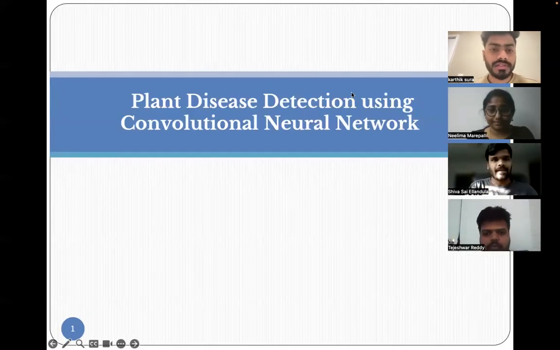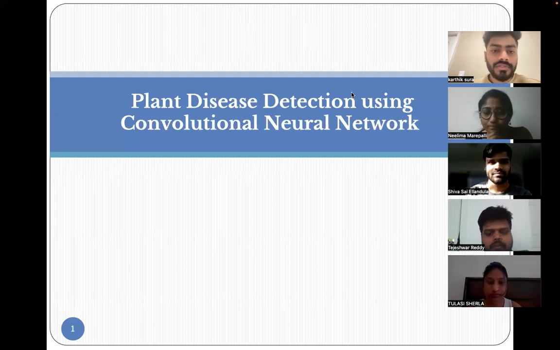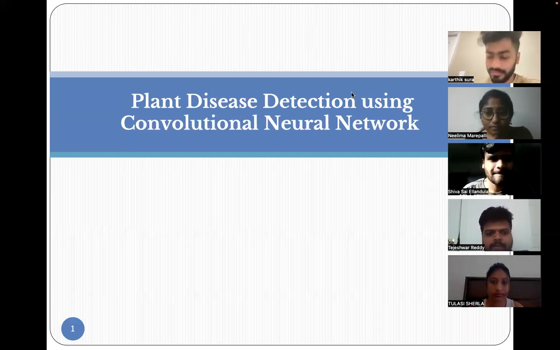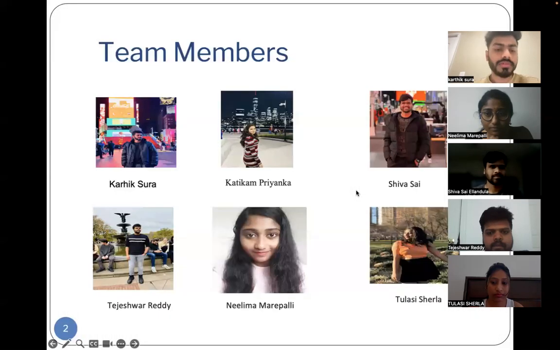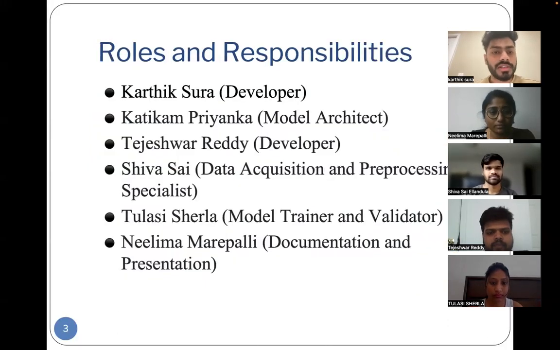Hello everyone, here is our project: plant disease detection using convolutional neural networks. Here are the team members: me, Karthik, Surab, Priyanka, Shivasai, Tejeshwar, Neelima, Tulsi. Here are the roles and responsibilities.